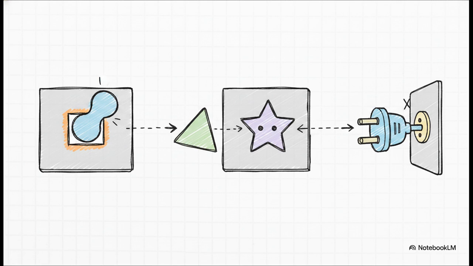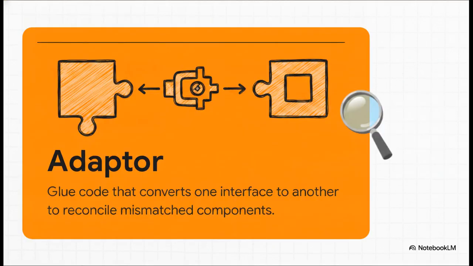The second is operation incompatibility, which is simply when the method names are completely different. And the third is operation incompleteness. This just means one component's provided interface is only a small subset of what the other component actually requires to function. So, how do we as engineers actually solve this mess?